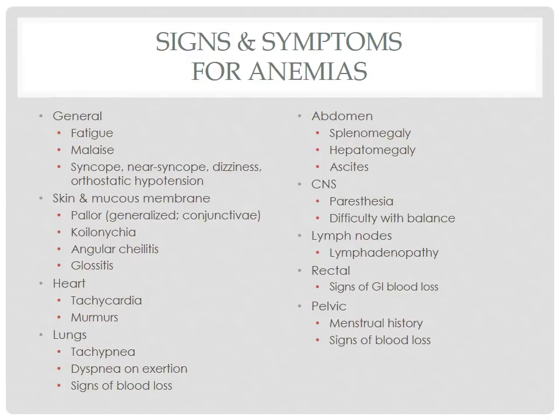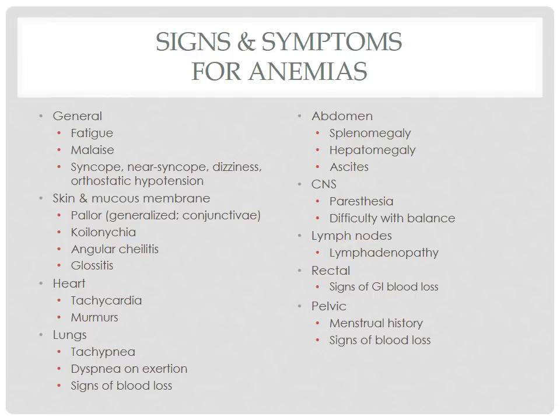Glossitis can also be seen, which is this glossy, smooth tongue, which is due to loss of the papillae of the tongue. As far as other symptoms involving the cardiac system, you see tachycardia because the body's trying to compensate for the ability not to perfuse as much as it did previously. You may see that the patients develop murmurs as well because of the changes in the blood flow. Patients may have tachypnea because they are short of breath. They could have dyspnea on exertion.